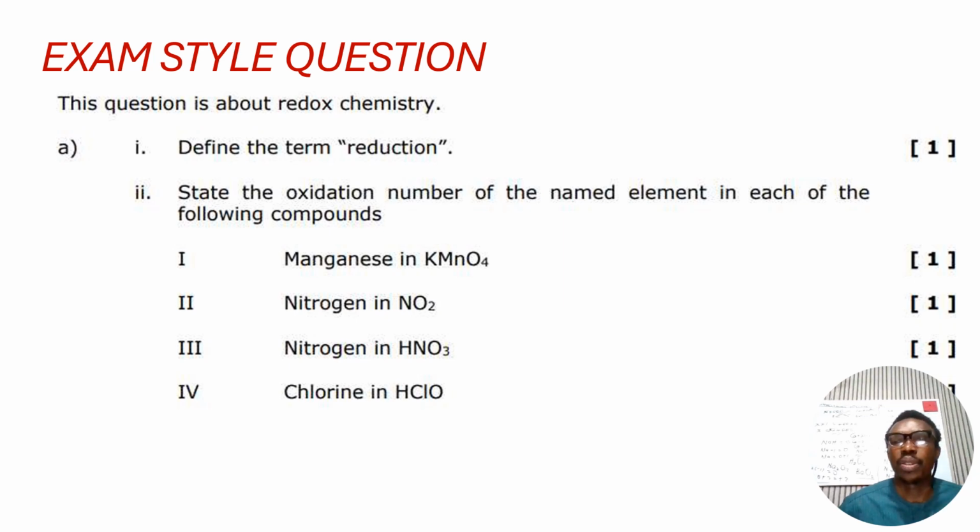Define the term reduction. In terms of electron transfer, reduction is the gain of electrons. In terms of oxygen and hydrogen, reduction is the addition of hydrogen and removal of oxygen. In terms of oxidation number, reduction is a decrease in oxidation number. So it's as simple as ABC.